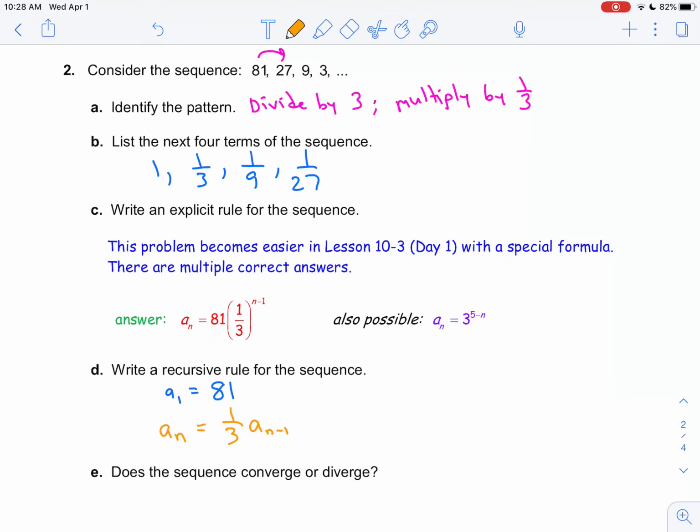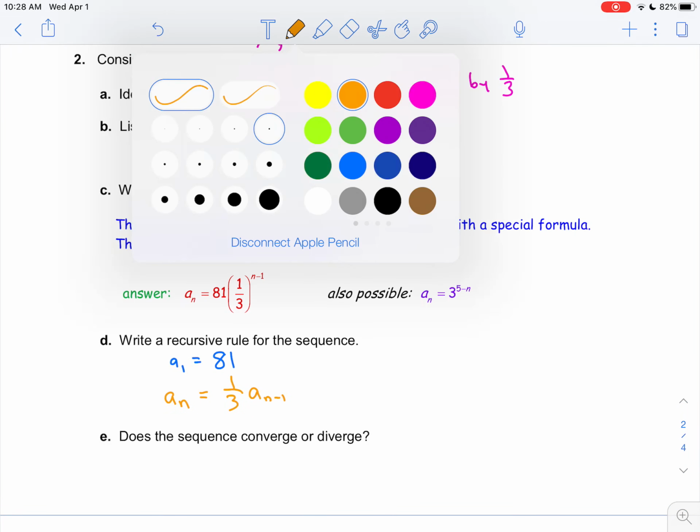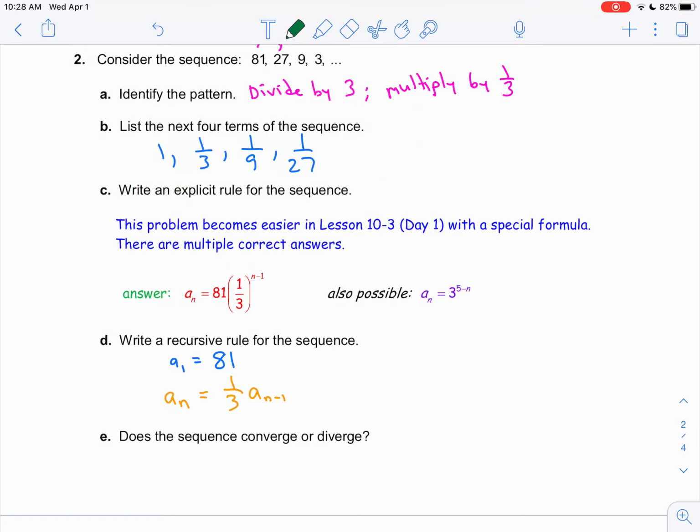So if I go back to my list, 81, 27, 9, 3, and I keep it going, 1, 1/3, 1/9, 1/27, those numbers are getting smaller and smaller and smaller. They're getting closer and closer to 0, and so they are going to converge.